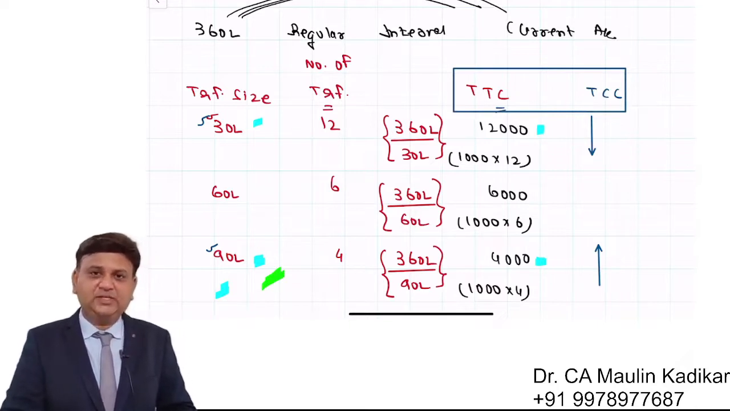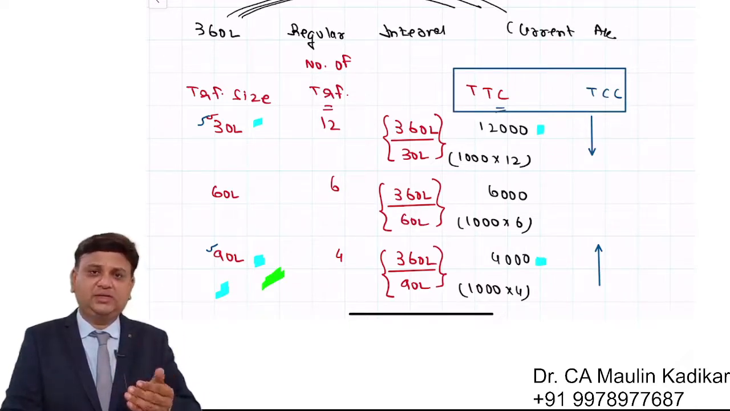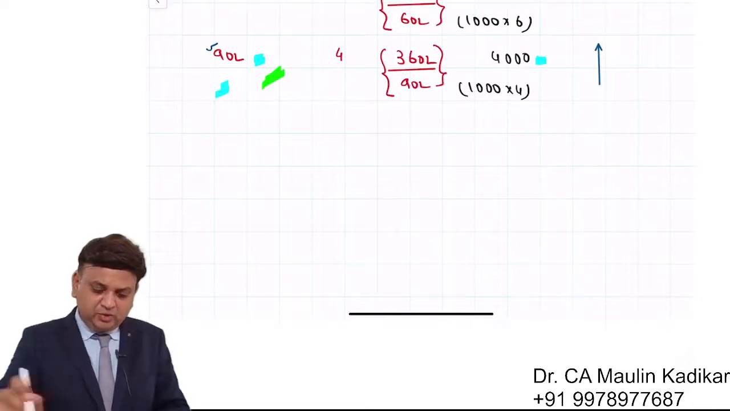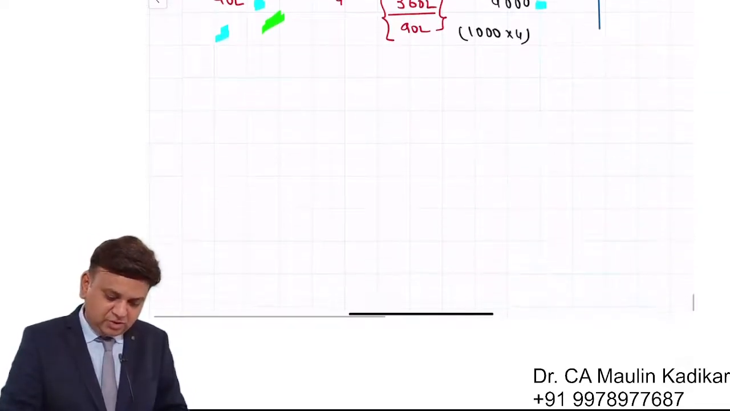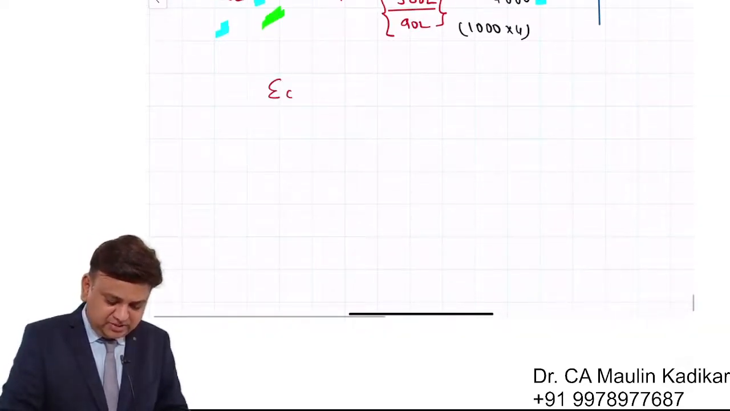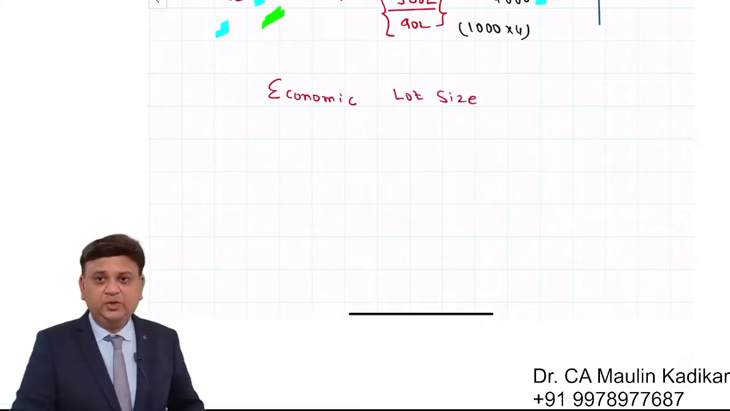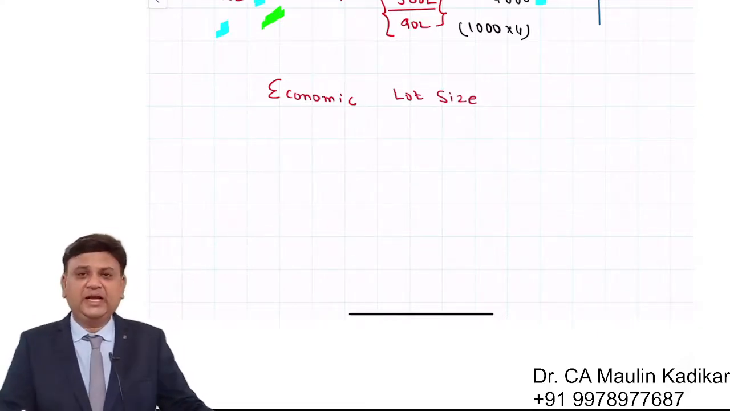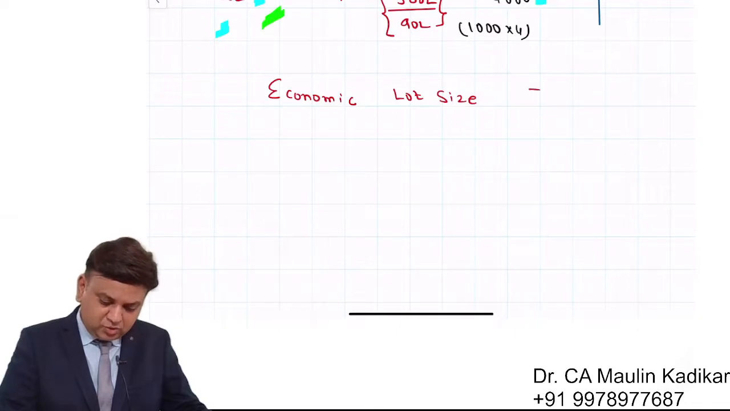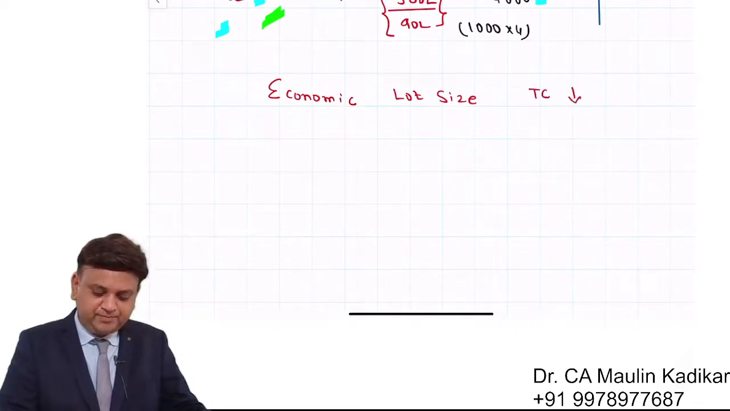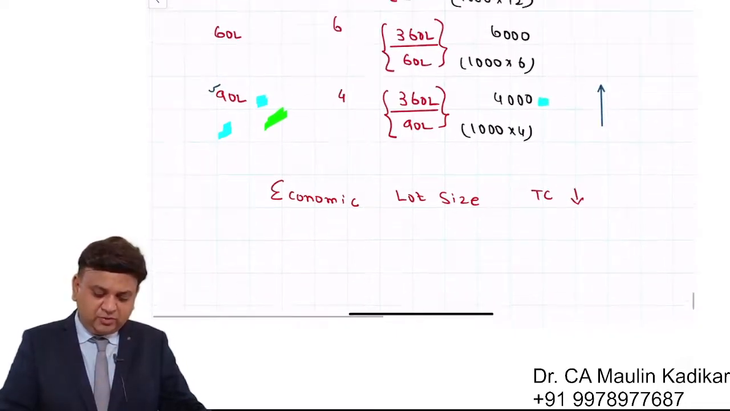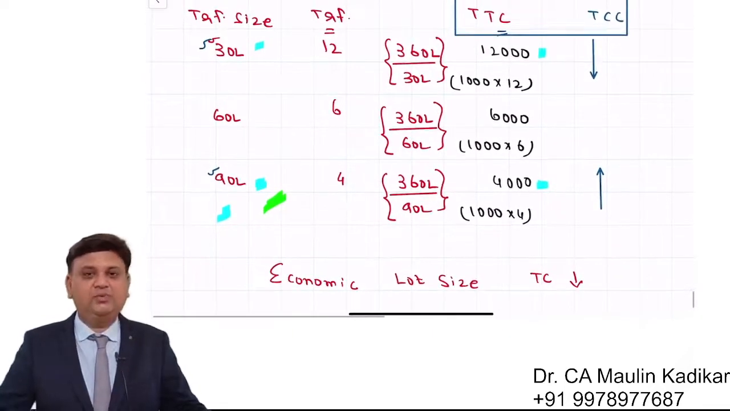So friends, as far as Baumol's model is concerned, Baumol's model is going to help us make the calculation of the economic lot size, or the optimum transfer size of the funds at which the total cost is going to be lowest. And for that, we are going to understand the application of Baumol's model.